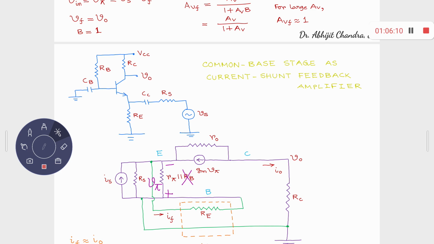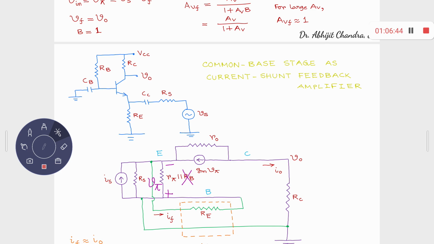Now if you observe, this is the output current IO. Have you taken the connection in shunt path? Have you broken the loop or have you connected in parallel? You have broken the loop, so it's a current sampling. Right? And how are you feeding? Not breaking, in parallel. In shunt path you have connected and fed. So it's a current shunt feedback.